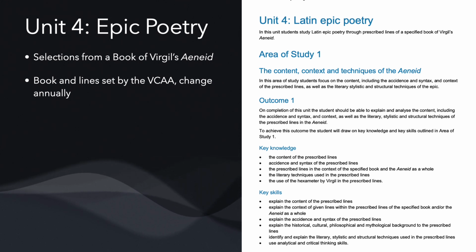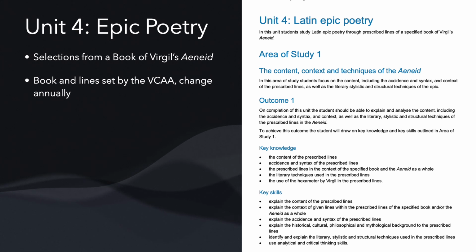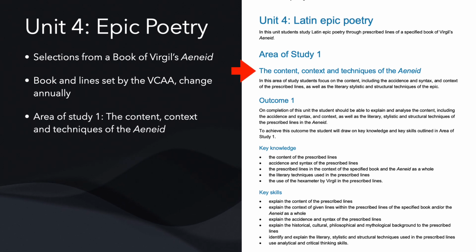The Aeneid is divided up into 12 chapters, but we call them books. And the VCAA set what book you're doing. Each book's about 800 lines or so, and you'll do 320 of them. So the VCAA set out what your book is and what lines you're doing, but that changes annually. The idea is to keep it fresh for the teachers, so the teachers become experts in Virgil but don't go crazy by having to do the same lines year after year. So have a look at Area of Study 1, the content, context, and techniques of the Aeneid.